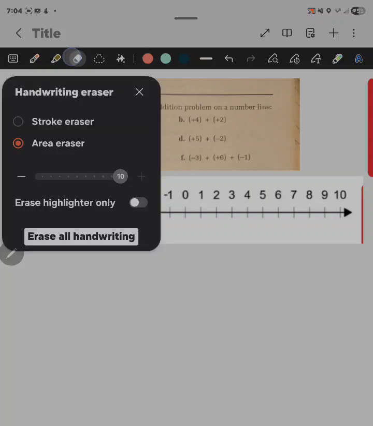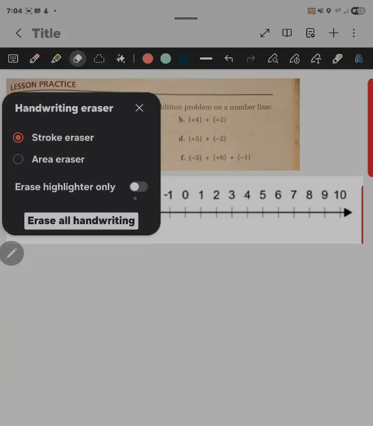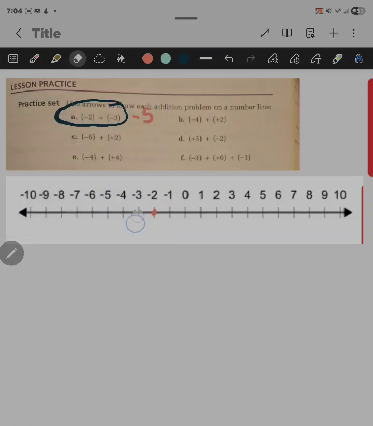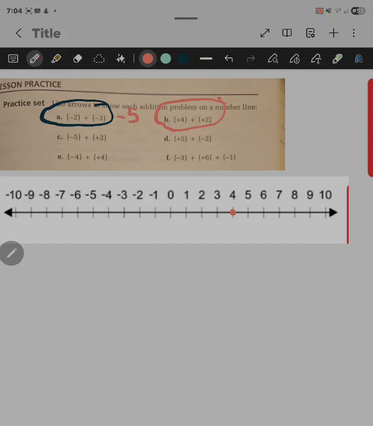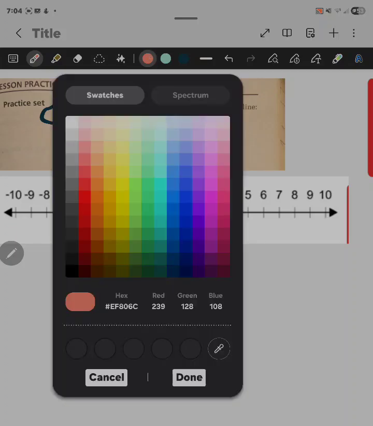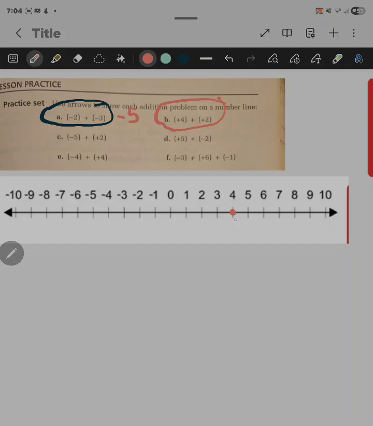Okay. All right, let me erase that. Okay. All right, let's do the next one. All right, so letter B. All right, so we're going to start out at +4, that's right there, and we're going to add a +2. So that means we're going to the right because we're adding positives. So let's go to the right. 1, 2. And that one was pretty easy, right? And we ended up at 6.